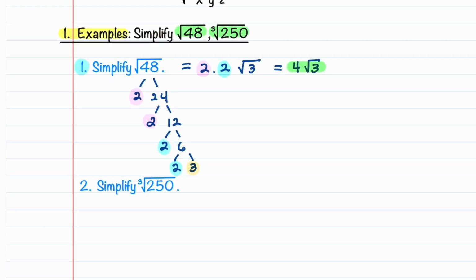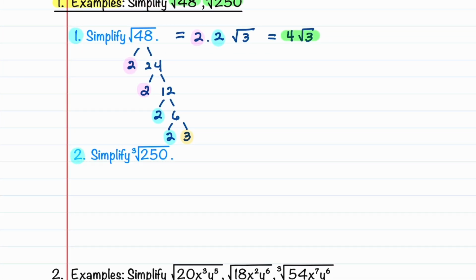Let's look at another example. And this one has a cube root in it. We're going to do this the same way we did our first example. It's an even number. So let's write down the two factors as 2 and then 125. 125 ends with a 5, so we know that 5 goes into 125. And that's 5 and 25. And then 25 is a perfect square, and it's equal to 5 times 5.